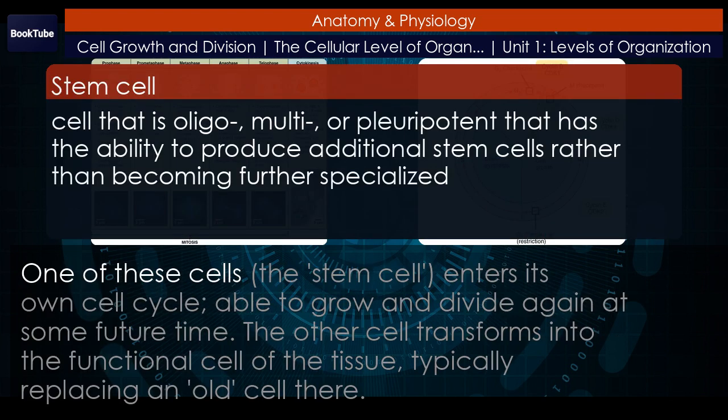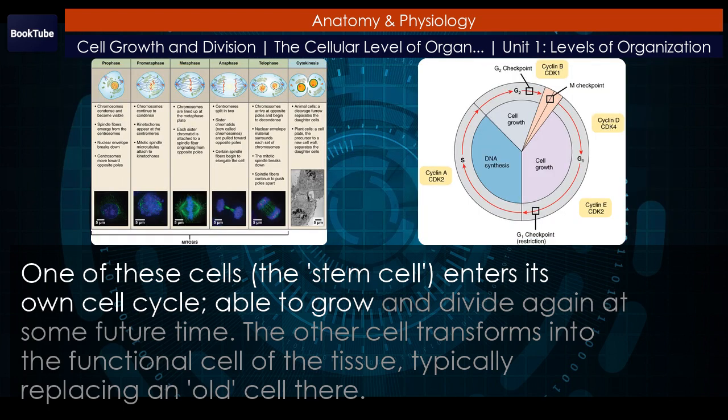One of these cells, the stem cell, enters its own cell cycle, able to grow and divide again at some future time. The other cell transforms into the functional cell of the tissue, typically replacing an old cell there.